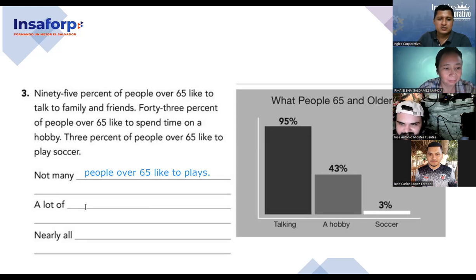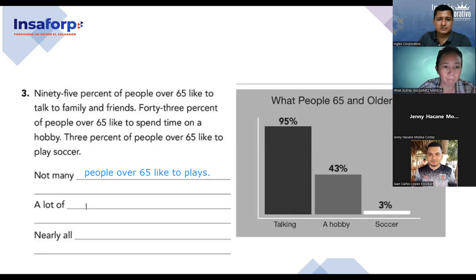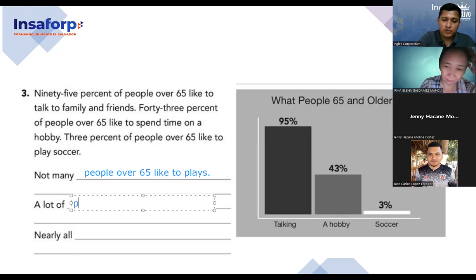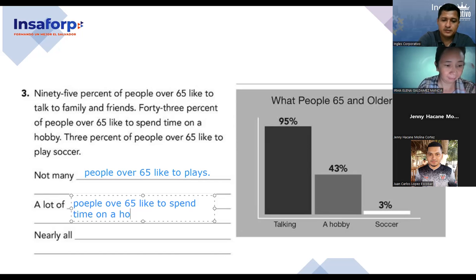A lot of percent of people over 65 like to talk to family and friends. Okay. Sería to spend time on hobby. Oh, yes, very good. People over 65 like to spend time on a hobby, right? Yes, having a hobby is very good. Hobby. It's like baby. Okay, very good.